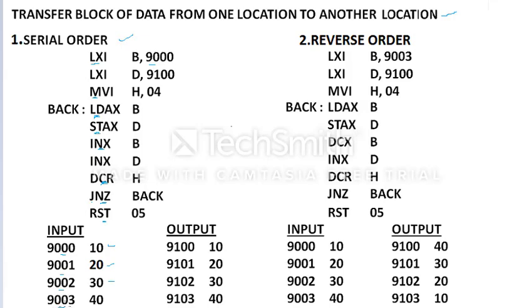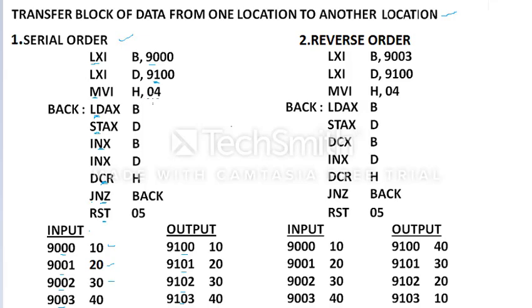Then LXI D, 9100. From 9100 I am initializing those locations for output. To display output in the location 9100, I am initializing the DE pair by using LXI D, 9100. So we can get the answer in 9100. My main intention here is to transfer a block of data from the 9000 location, that is 10, 20, 30, 40, into the output location 9100, in the same serial order.